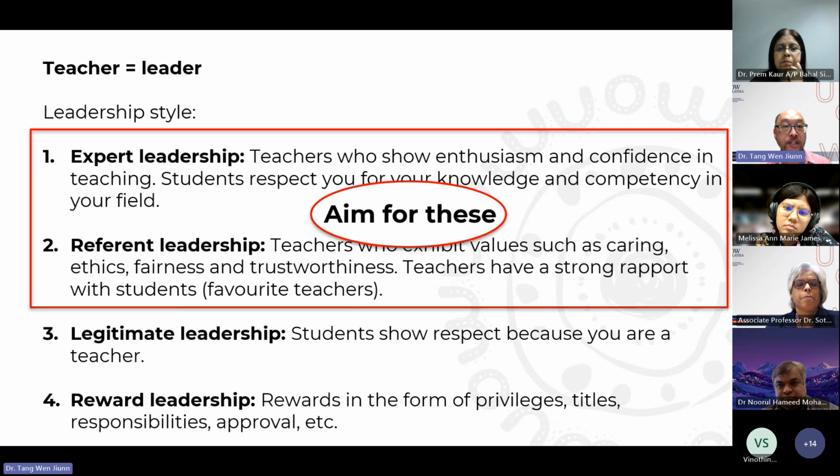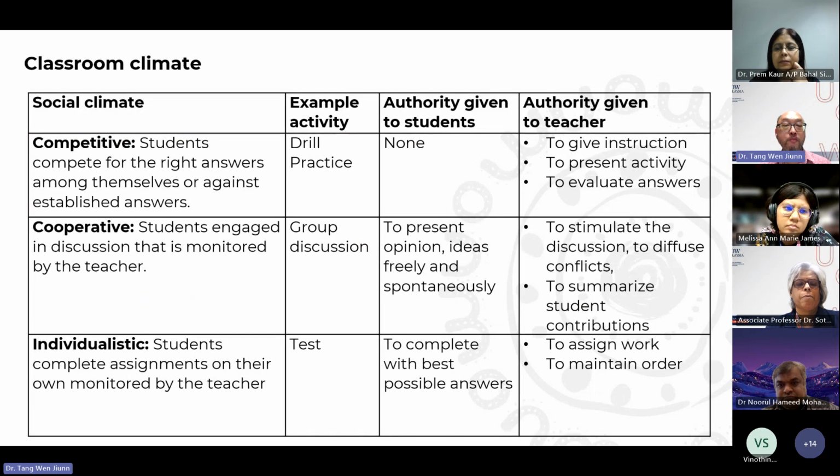So first is leadership, second is the classroom. Now you already know how to carry yourself. Next thing is the classroom. As an effective lecturer, we should be able to control the classroom climates, what kind of environment we want to create during certain activities.